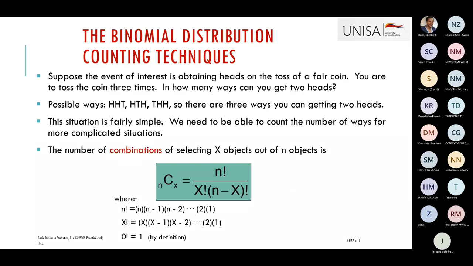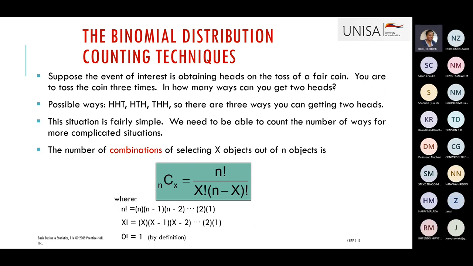Now, let's look at how we calculate the probability of a binomial distribution. So we dealt with counting rules as part of the basic probabilities as well. A binomial distribution also uses some counting techniques in its formula. And we remember those counting techniques like our factorials, combination, permutation, multiplication rules, and so on and so forth.